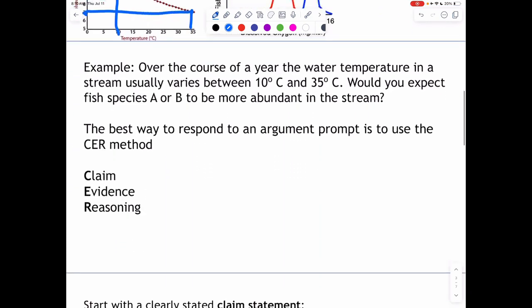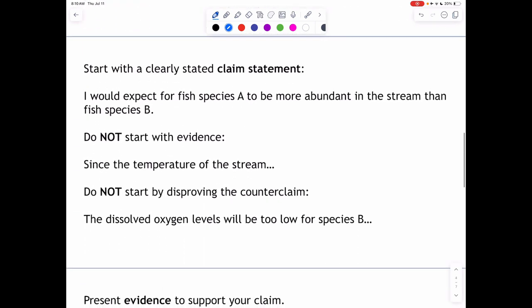All right, so we're going to start looking at our argument in the form of a CER statement. I know you've done these before so many times, but just as a refresher, we have our claim, then our evidence, then our reasoning. So every single time we answer a question with an argument, we're going to follow this exact method.